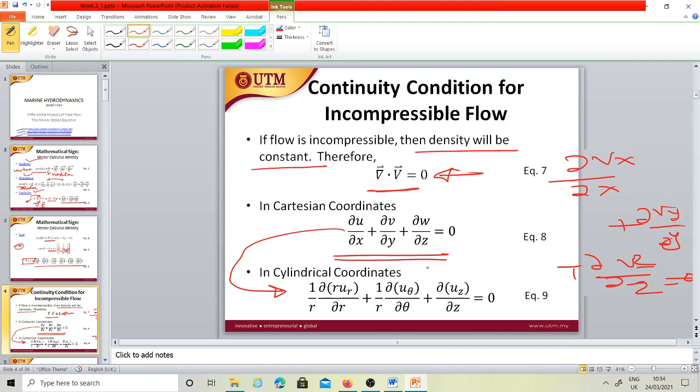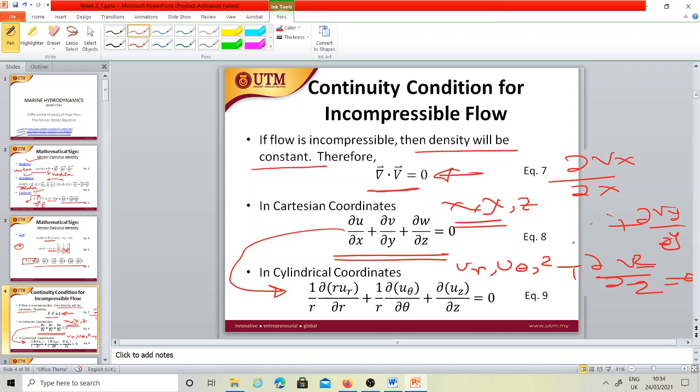So in case of cylindrical coordinates, we have u_r, u theta, and z, these three coordinates, whereas in the other case we have x, y, and z. The z is common, but instead of x and y, we have the radial direction and the angular direction. So we have these three coordinates.